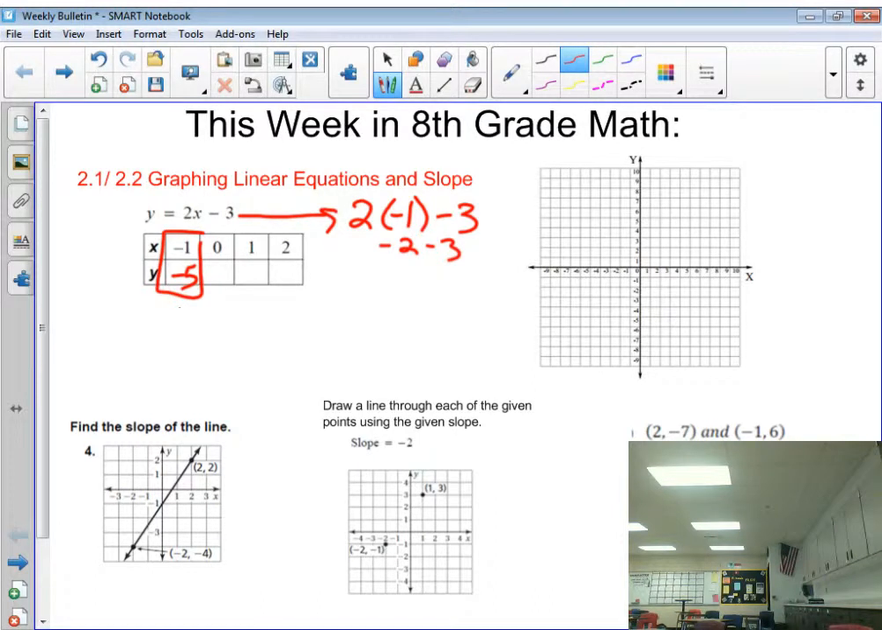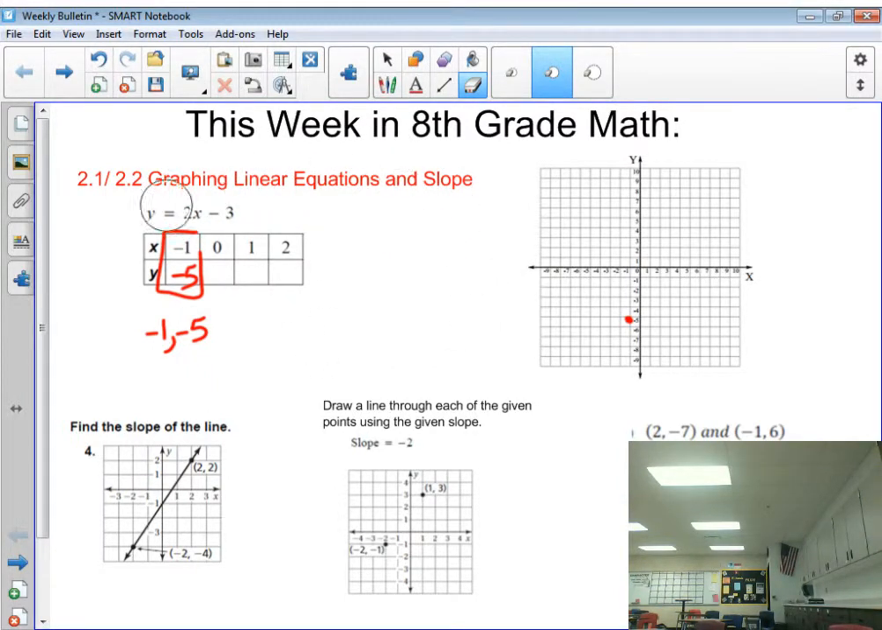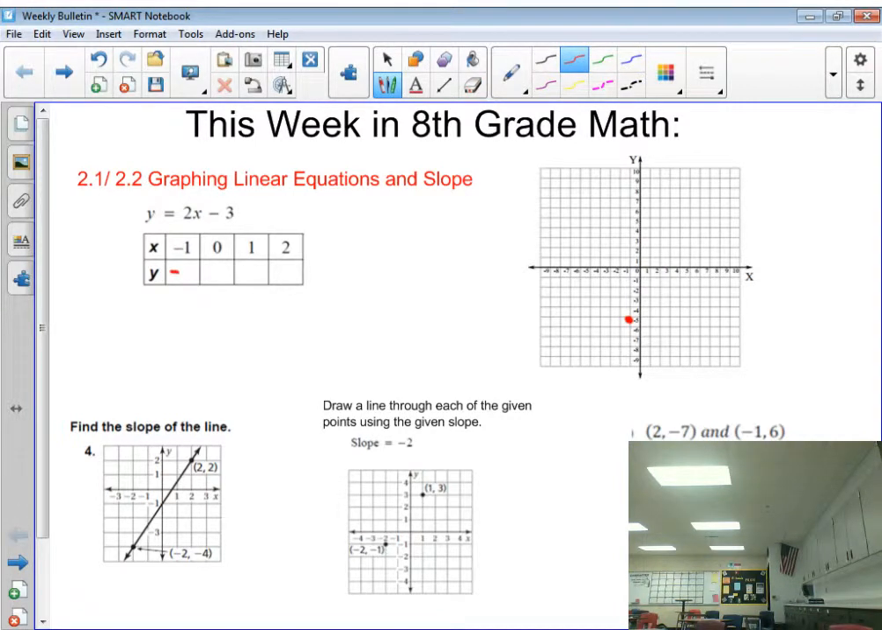So this is -1 comma -5. So I'd go over to -1 and down to -5, and I would put my dot. Okay, so then they were required to do at least 3 x's. This sample I have here has 4, but they were required to do 3 x's. So if I substitute in a 0 this time, where x is 2 times 0, 0 minus 3 would give me -3. So I'm going to go over to 0, stay at 0, down to -3, put my dot.